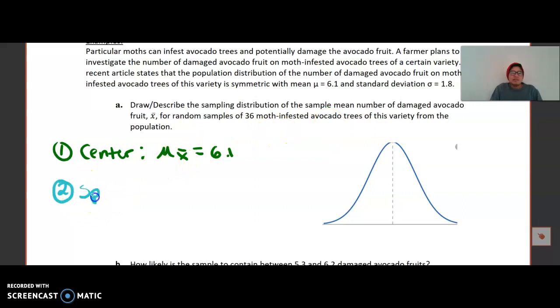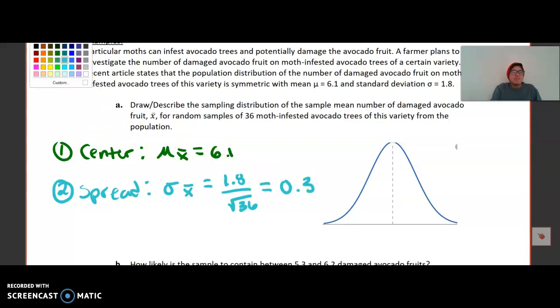So here at our spread, we're going to have the following. Now, normally we don't know the population standard deviation, but here we are told, for the sake of theory land or math land. So we're going to have sigma divided by the square root of our sample size. And here our sample size is 36. So we're going to get a sigma of about 0.3. Sorry, I had to look down and check my notes here.